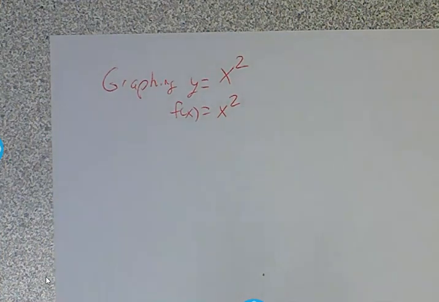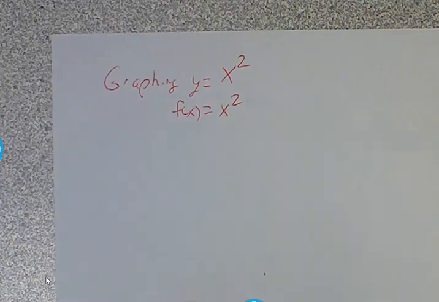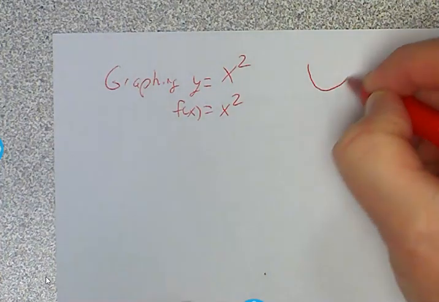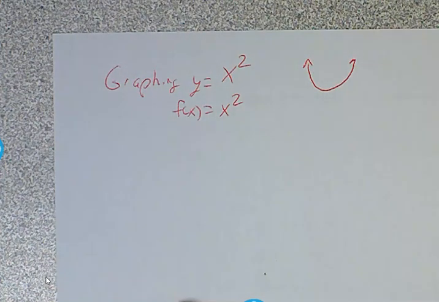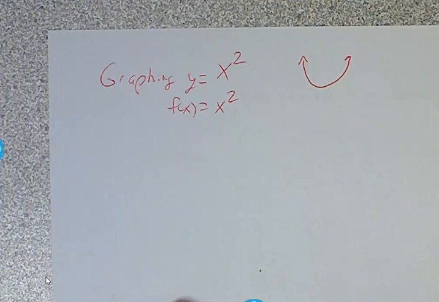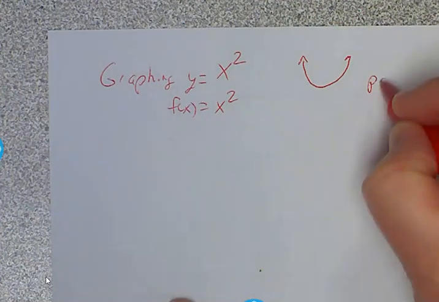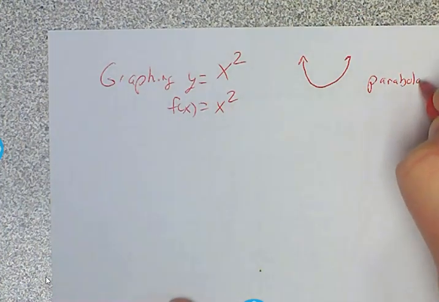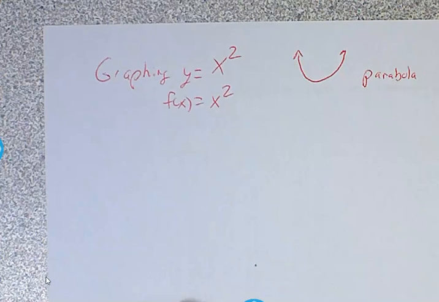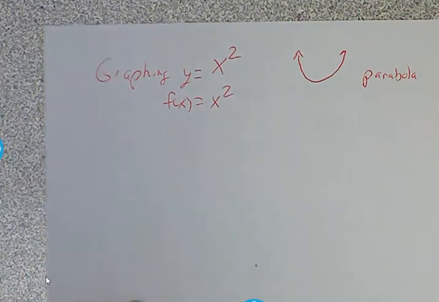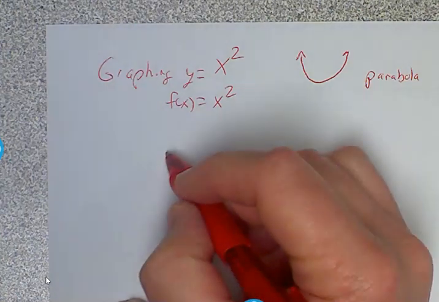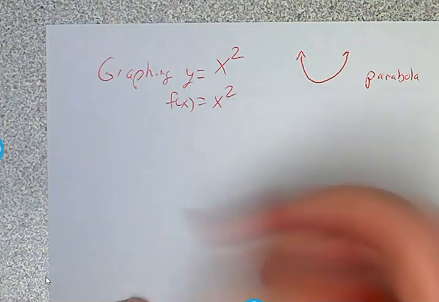Okay, so absolute value was always a V-shaped graph. If we do x squared, it's a U-shaped graph. They call that a parabola. And the movement's still going to be the same, but when you move these things around, it's going to look the same.